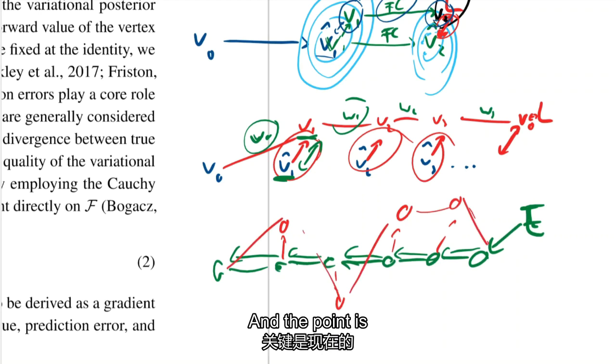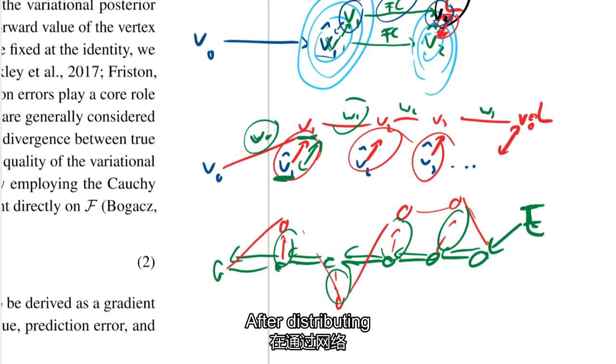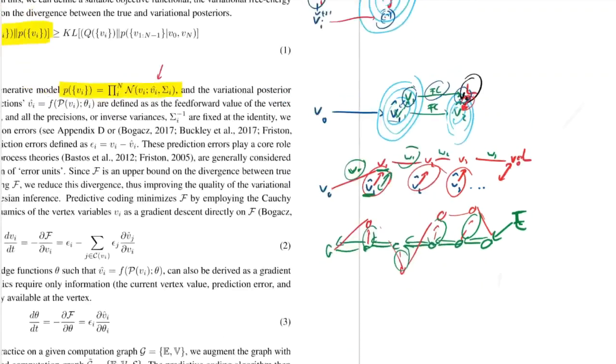And the point is that the parameter update step now is a local one, okay? So the parameter update step now only needs these local errors between where you initially guessed and where your refined iterative guess is after distributing the error through the network. And this can all happen in parallel. Okay? All of this updating, sending information around and so on, this can be parallelized, but it does require a backward sweep, if you ask me.